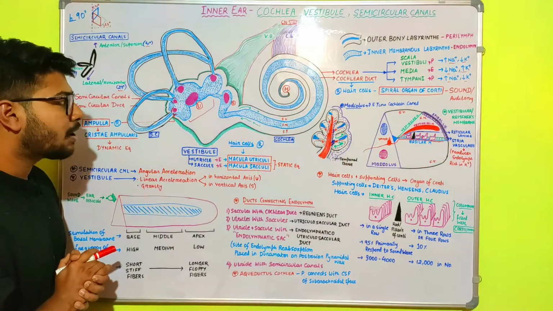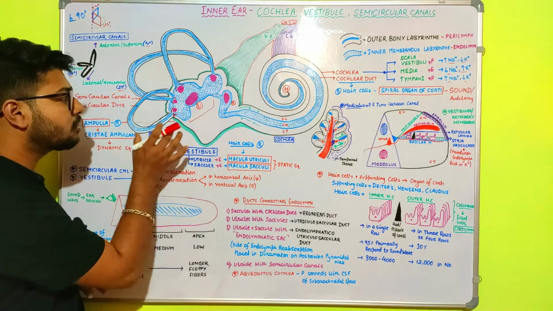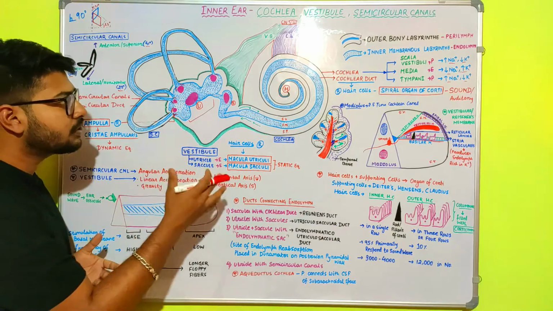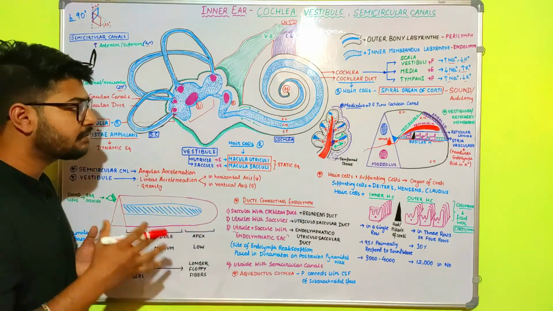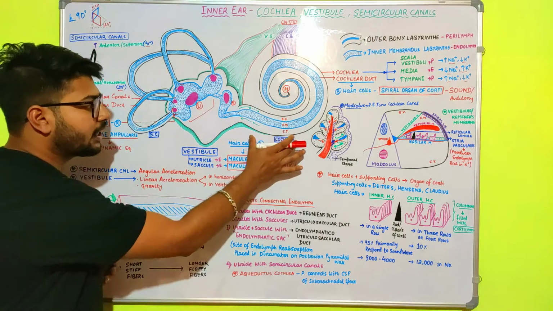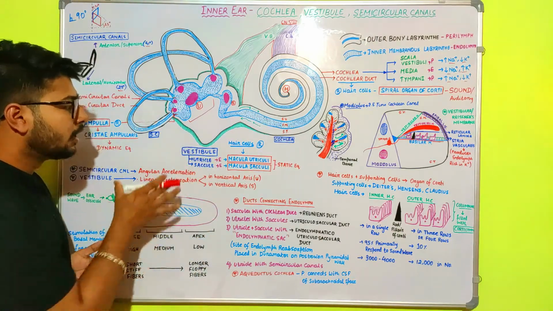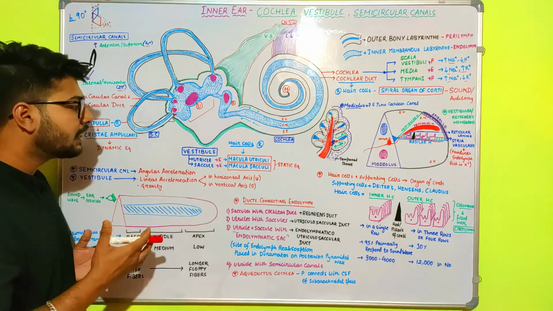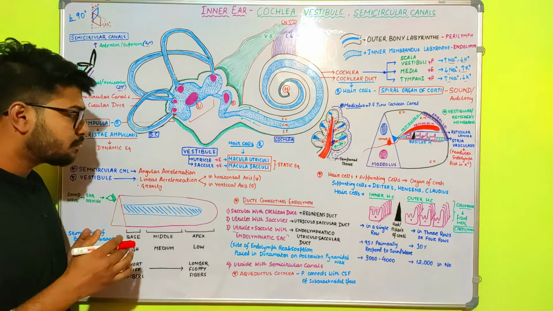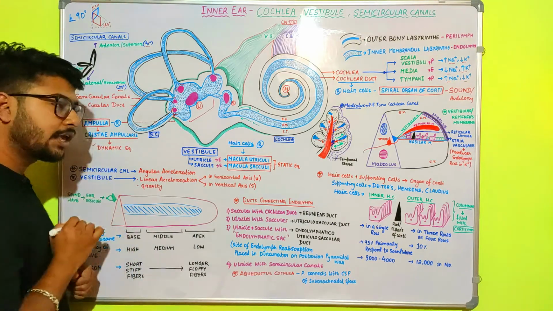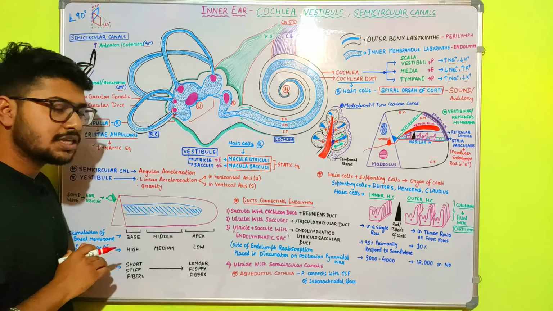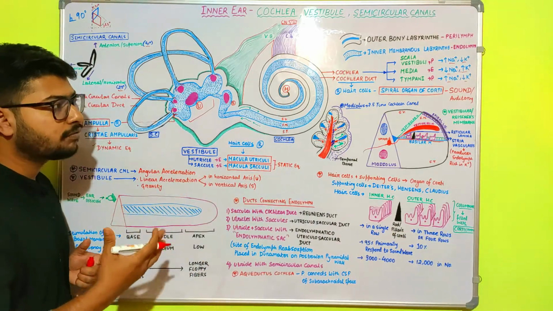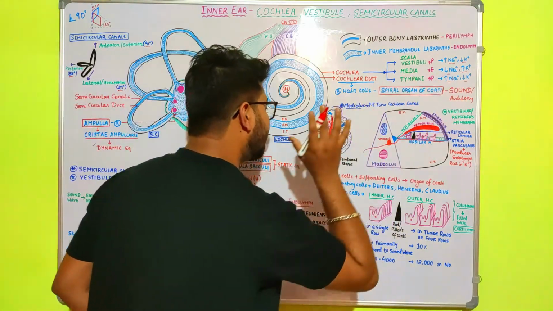Next, we are going to read about the physiological function of each of these structures. As we know, the structure of the inner ear has been divided into two: the auditory part and the vestibular part. The semicircular canal is responsible for dynamic equilibrium, whereas the vestibule is responsible for static equilibrium, and the cochlea is responsible for the sound or auditory system, or perception of sound.